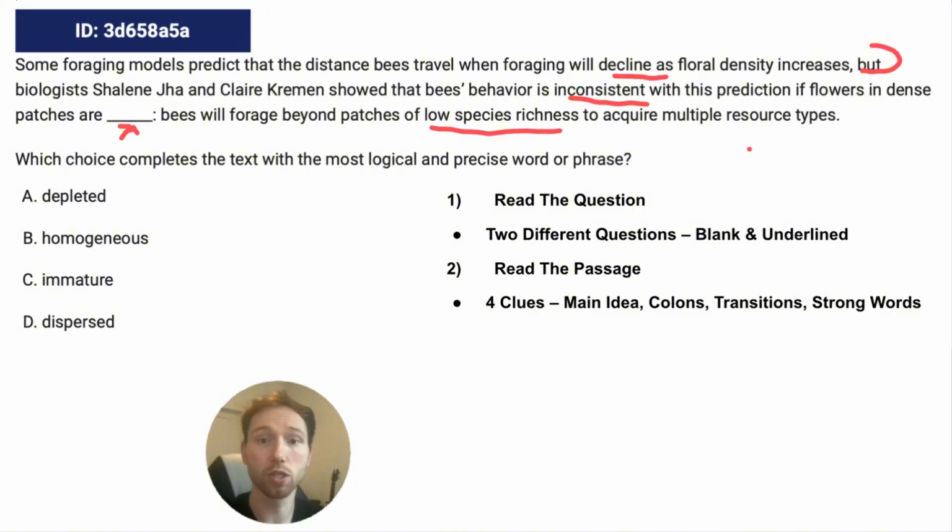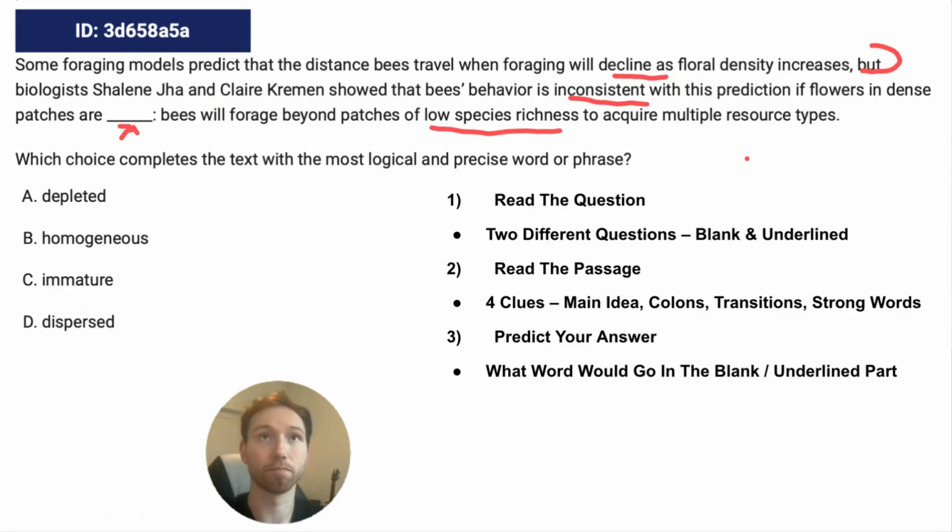So let's go ahead and use these clues to help us predict our answer of what would go into the blank. In this case, taking a look at the beginning, I'm going to try to get the main idea. The model predicts the distance bees travel when foraging will decline as floral density increases. Putting this in my own words, as there's more flowers around the bees, they'll travel not as far. But this is inconsistent with a prediction if flowers in dense patches are blank. And after the colon, bees will forage beyond patches of low species richness. So that's my big clue as to what definition should go into the blank.